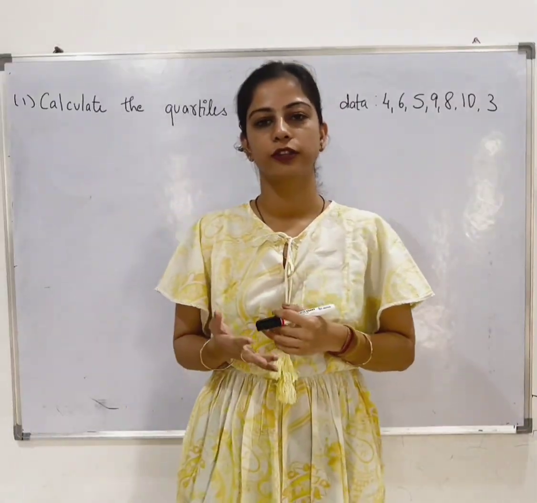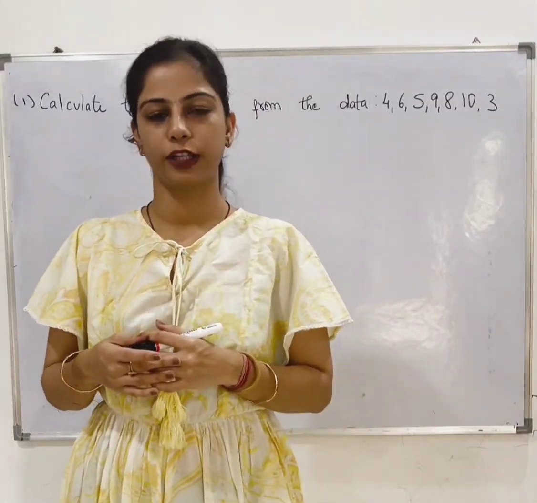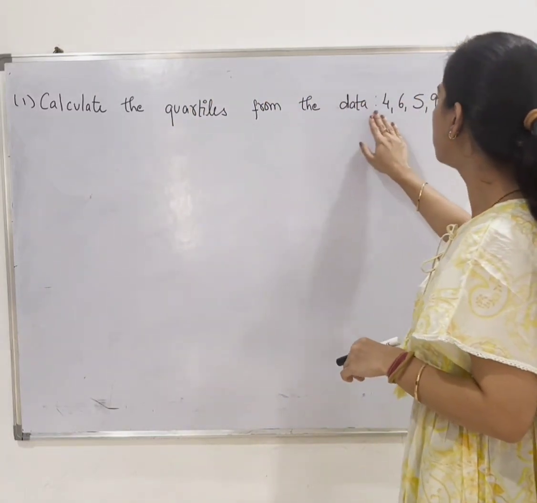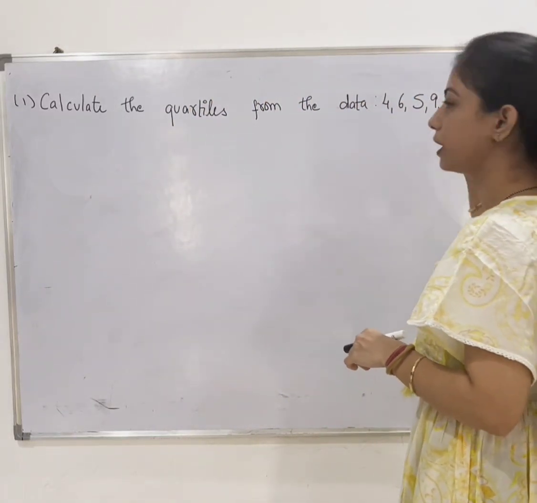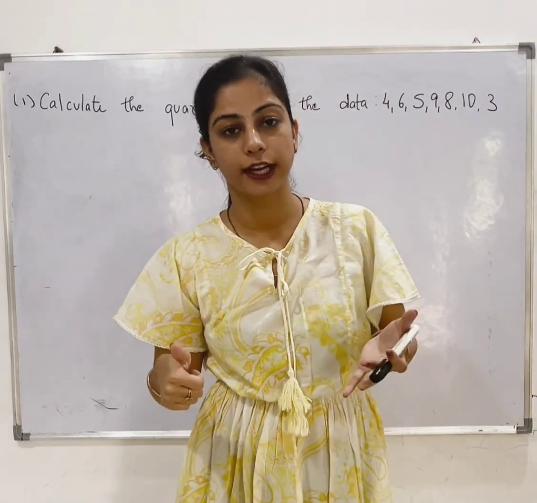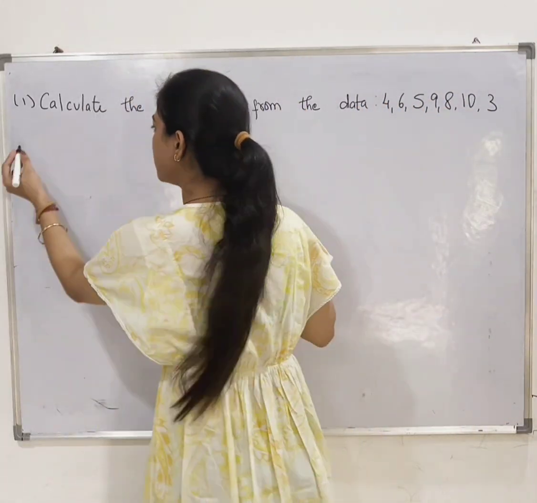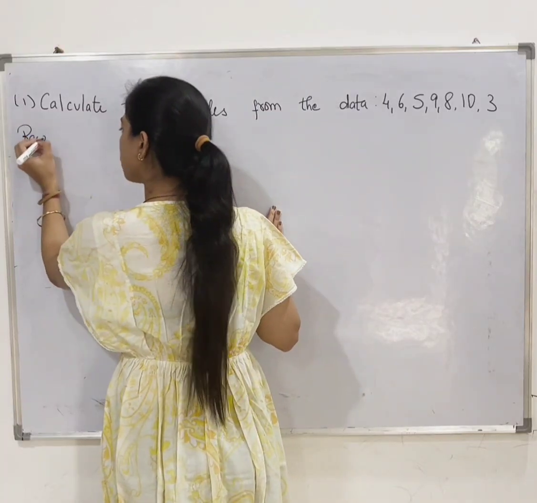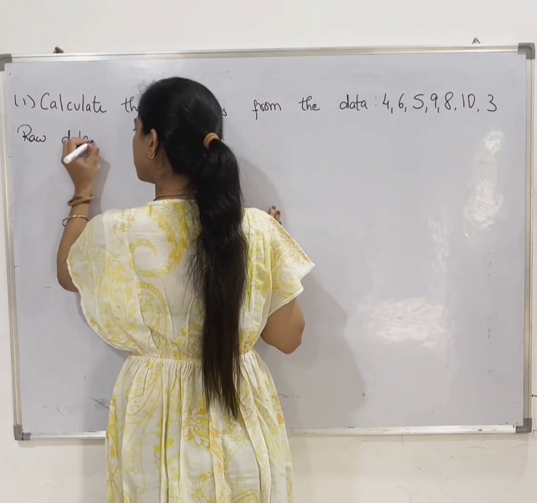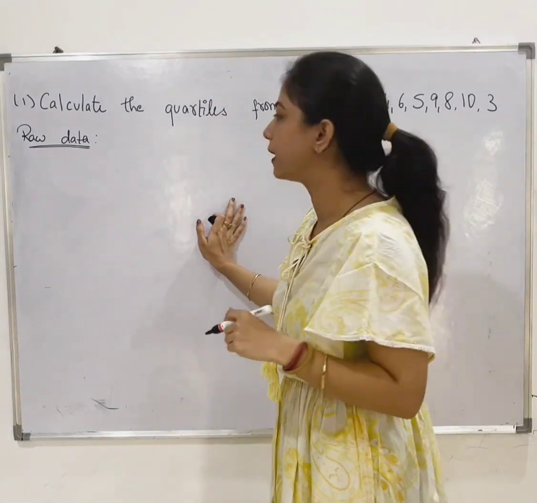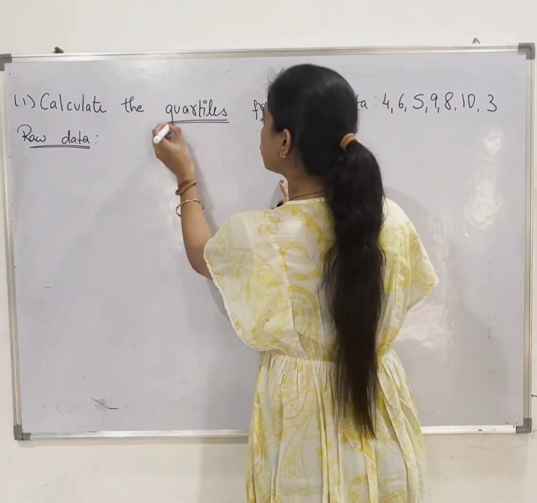Let us look at the first question in order to find out the partition values. Calculate the quartiles from the data 4, 6, 5, 9, 8, 10, 3. So first of all, we need to understand which kind of data is given to us. In this question, we have raw data. So let us mention that raw data. Next, which partition value are they asking us to find? They are asking us to find the quartiles.